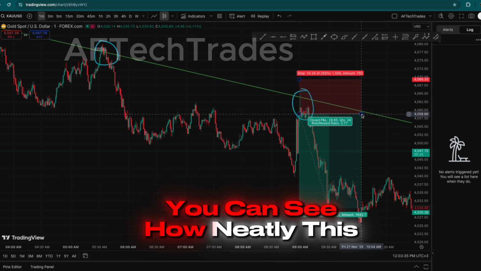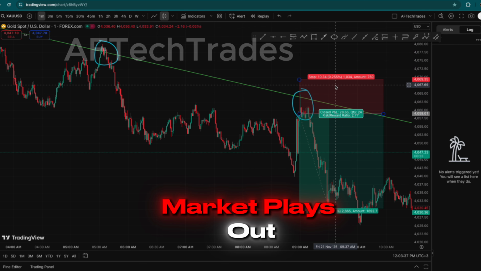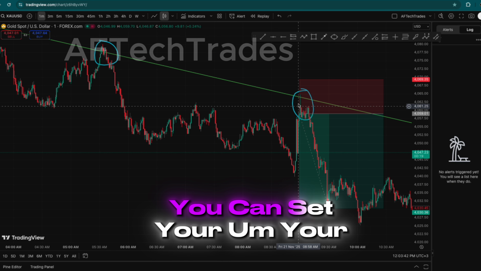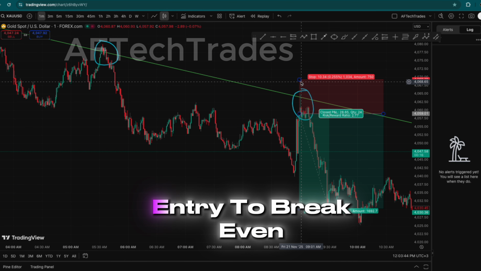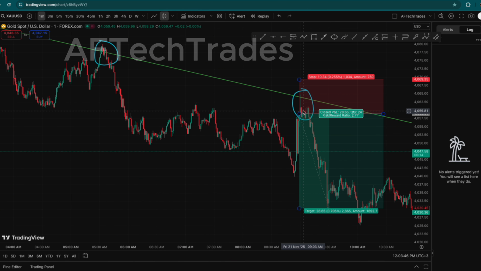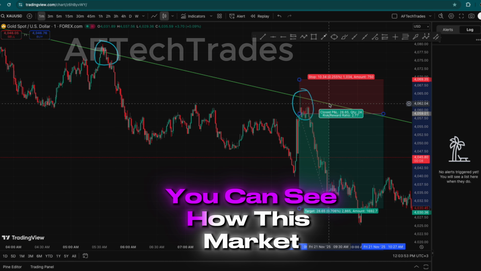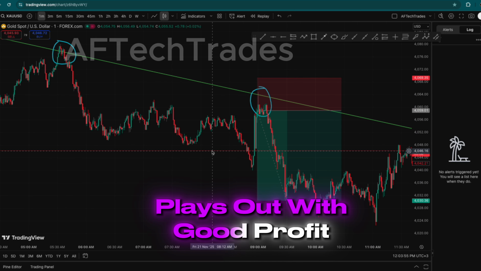I hope you get it, and you can see how neatly this market plays out. Remember, I always advise that once you're in good profit, you set your entry to break even and let the market run its thing. I hope you can see how this market plays out with good profit.